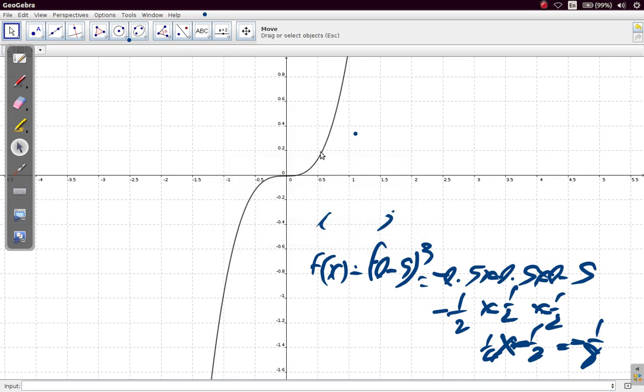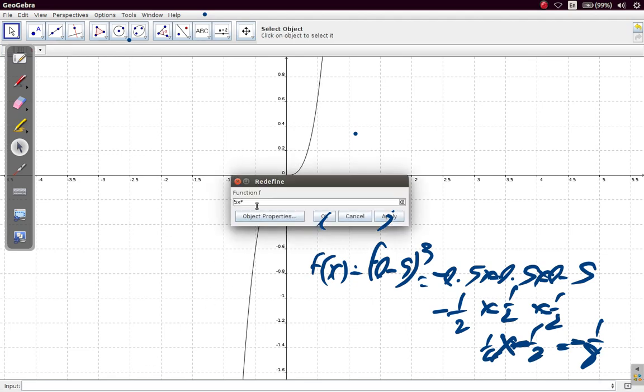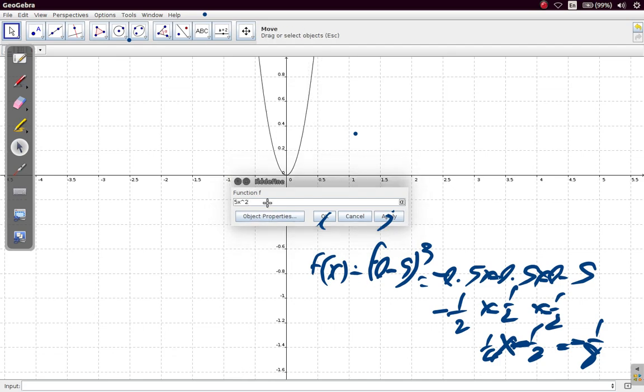I want to plot another graph. Let me get rid of this one. Okay, good. Or it could be 5 times x to the power of 3. Same shape, same behavior. It could be 5 times x to the power of 2.